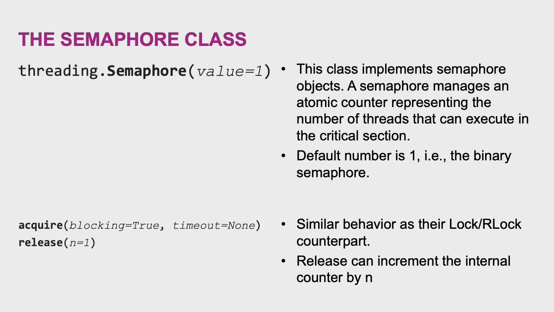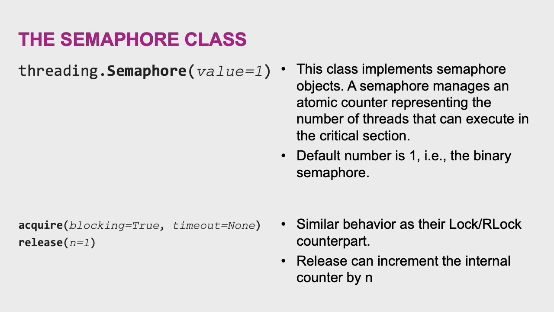Now it's time to get our hands dirty and to understand how to implement semaphore in Python. As usual, we refer to the threading module, and in particular we have to consider the Semaphore class. This class implements the semaphore object, and the semaphore object manages an atomic counter representing the number of threads that can execute in the critical section. By default, the number is set to 1, so the default behavior of the semaphore is the same as the lock.